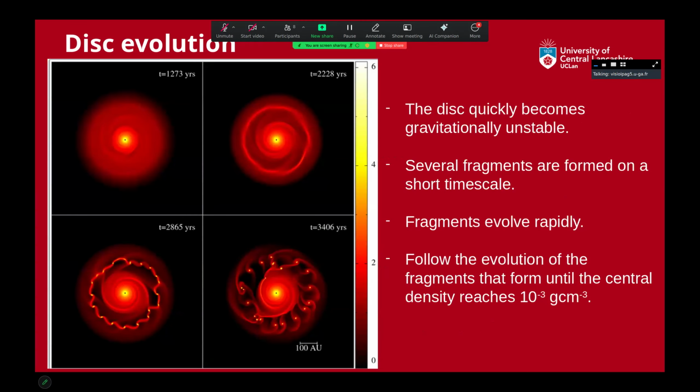And this is just showing the disk evolution from one of my simulations here. And essentially, my initial conditions are set up not necessarily in a realistic way, but such that the disk very quickly becomes gravitationally unstable and we form many fragments on a relatively short timescale, with the idea that these fragments also evolve very, very rapidly. And the idea is that for each of these fragments, we can then follow the evolution through each order of magnitude in density as a proxy for looking at the evolution through time, until the central density reaches 10 to the minus 3 grams per centimeter cubed, which is approximately just after the formation of the second core.